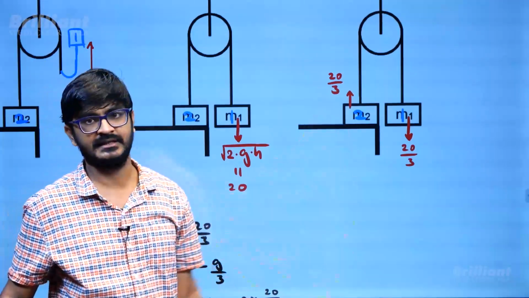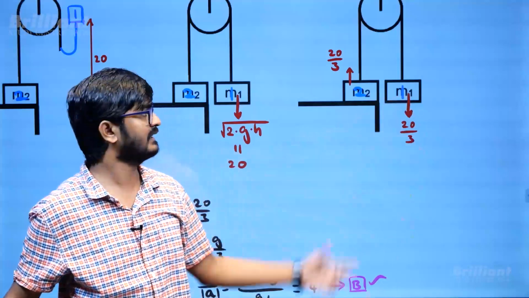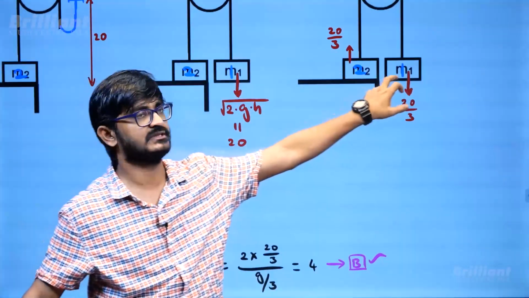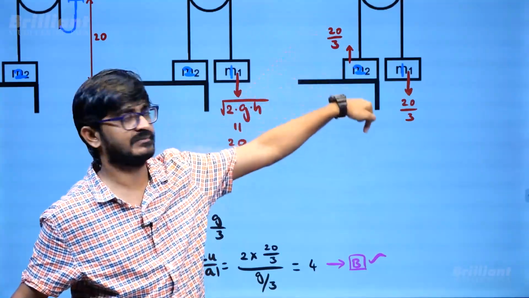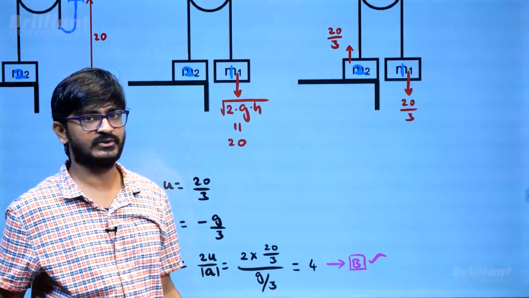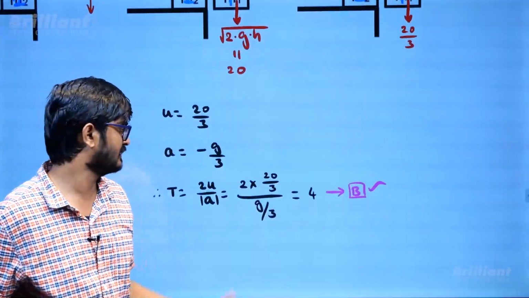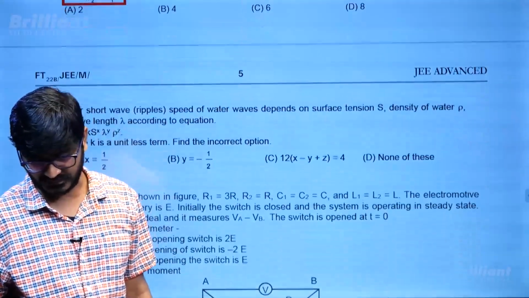So what is that acceleration? You can draw the FBD and find the acceleration. Acceleration will be (2g minus g) by 3, which is g by 3 in the downward direction for this one, and g by 3 in the upward direction for this one. So velocity is 20 by 3, acceleration is 10 by 3. After what time will it be coming back? 2u by g, or you can use s equal to ut plus half at square, where s is 0. So you will be getting the answer as 4. Going to the next question.